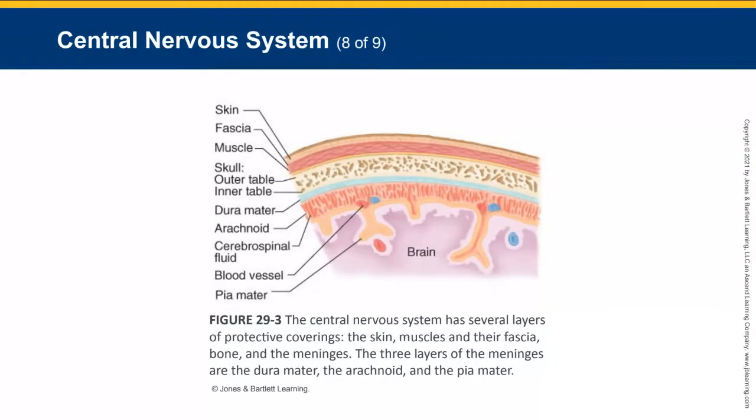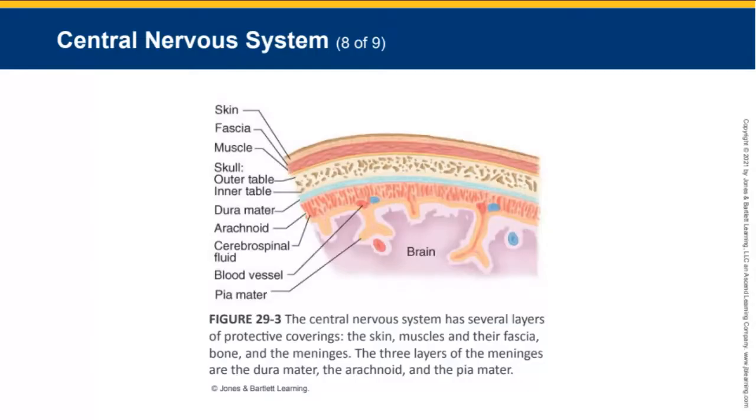The central nervous system has several layers of protective covering: the skin, muscles, their fascia, the bone, and the meninges. The three layers of the meninges are the dura mater, arachnoid, and pia mater.